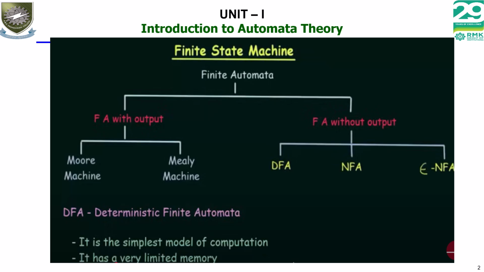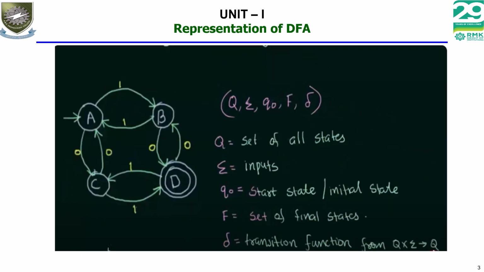The DFA, deterministic finite automata, have some important properties. The first property is it is the simplest model of computation, and also it has a very limited memory. So these two are the basic properties of DFA. Now we can move on to the representation of DFA.